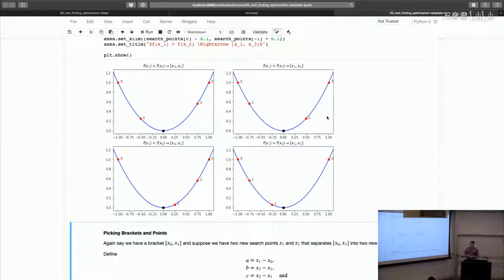And then we can also use, if f of x1 is less than f of x2 in this case, so it's checking these 2 points, there are 2 cases. One that's always x0, x2 is the right bracket. And then the other one, if it's the flip, is x1, x3.